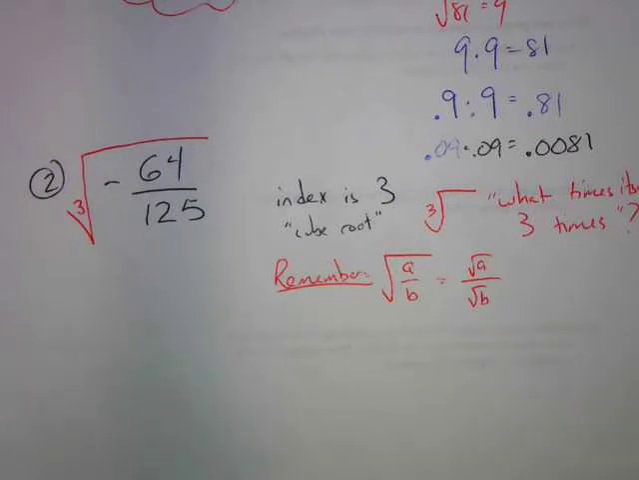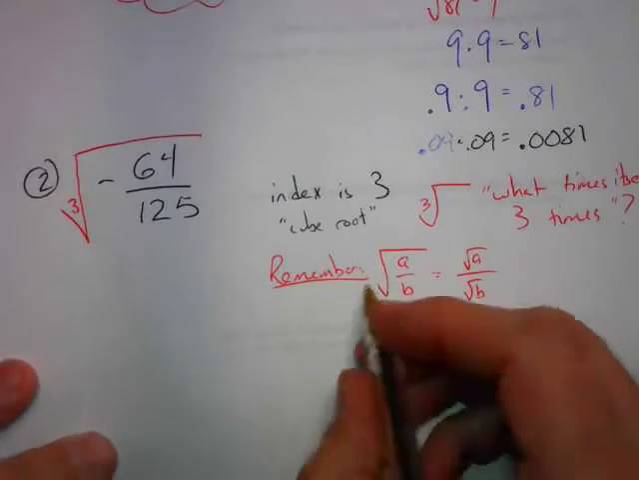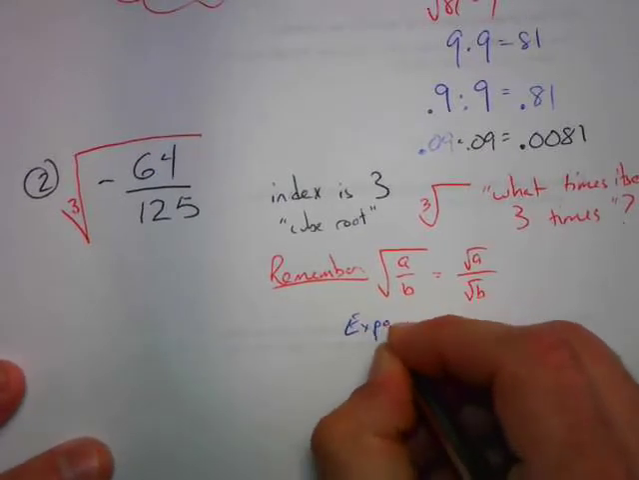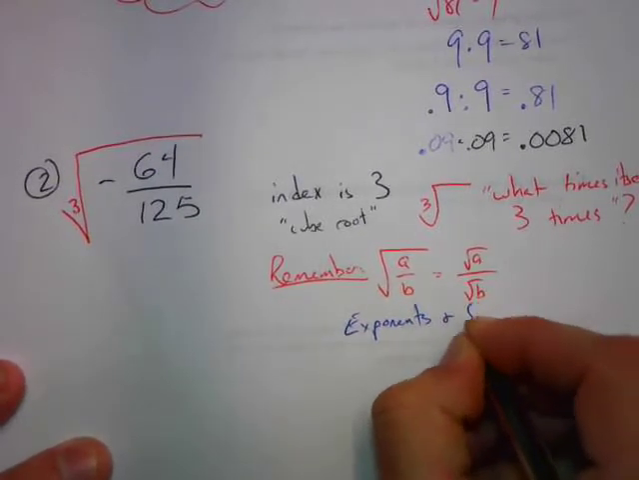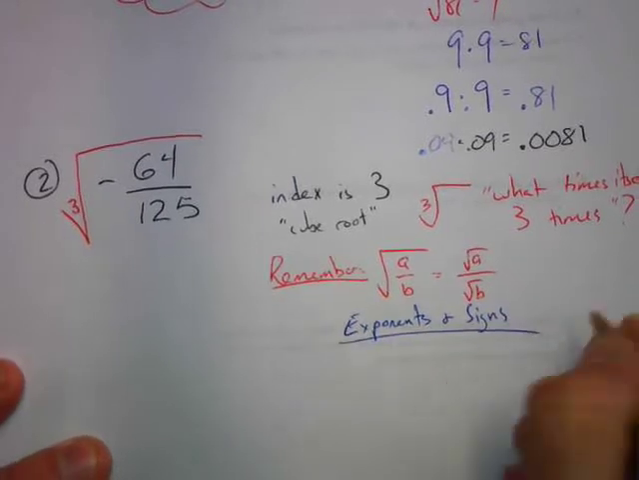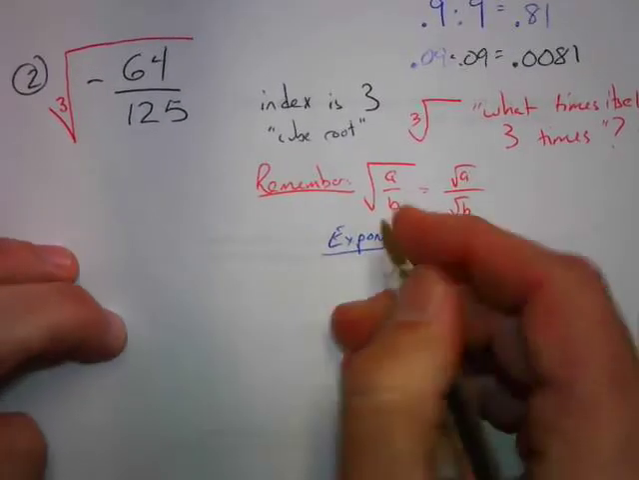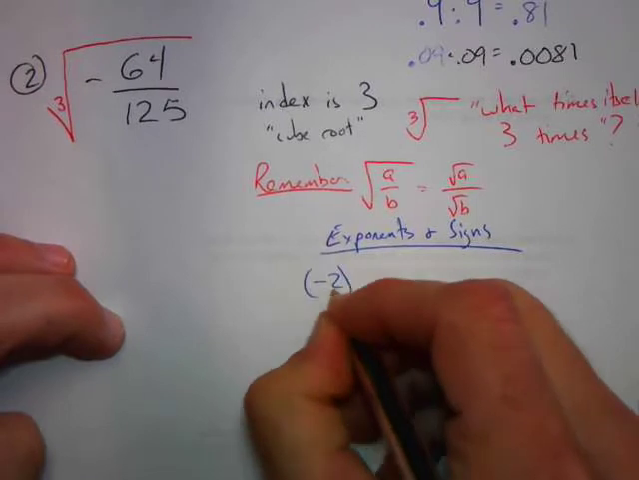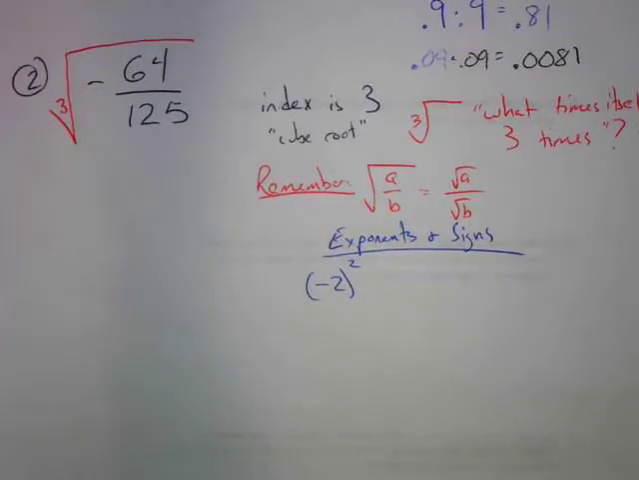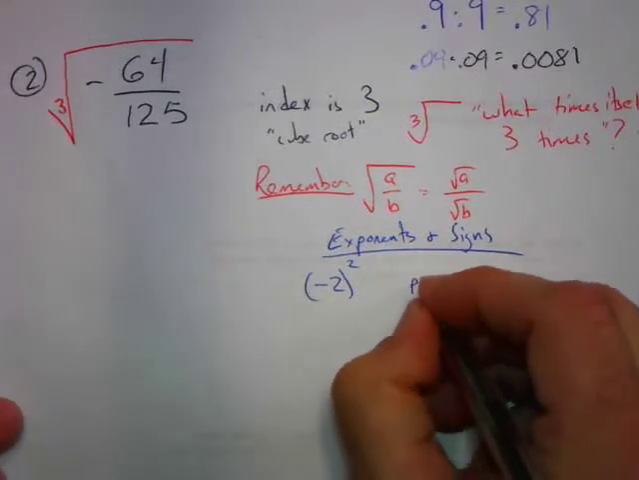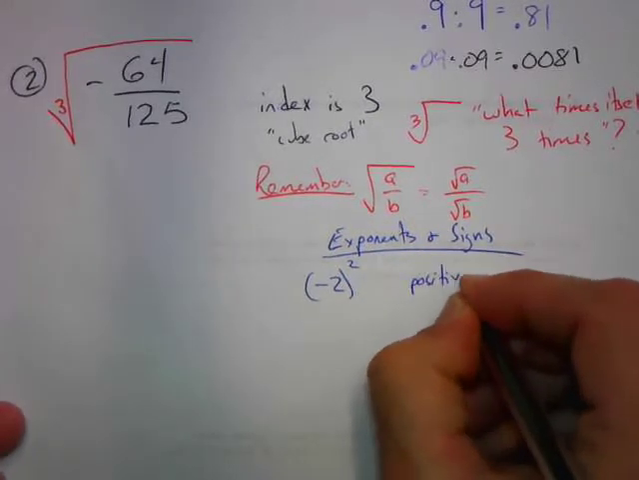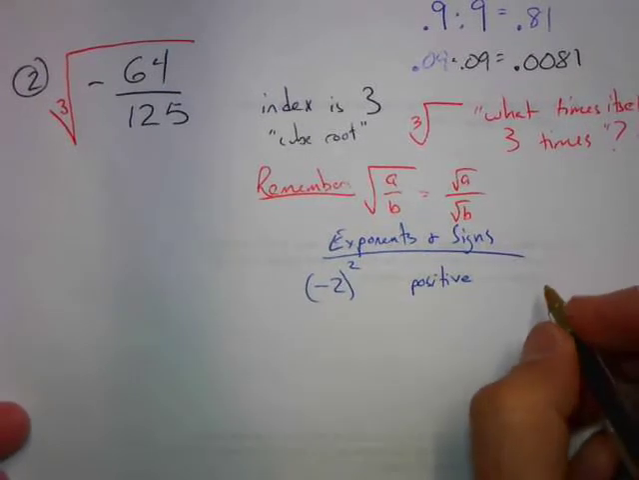Another thing to remember is some interesting things about exponents and signs. If I had negative 2 to the second power, is that going to be positive or negative? Clearly, negative 2 to the second power is positive.